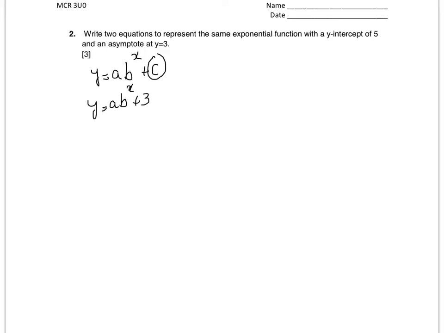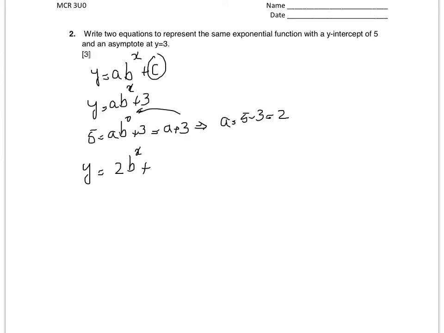The next piece of information is that the y-intercept is 5. The y-intercept is when x is equal to 0. So 5 has to be equal to a b exponent 0 plus 3. b exponent 0 is 1, so you get a plus 3 is equal to 5. I move 3 to the left. This means that a is equal to 5 minus 3, which is going to be 2. So our equation becomes y is equal to 2 b exponent x plus 3.